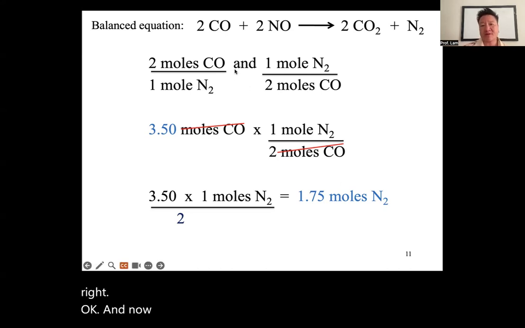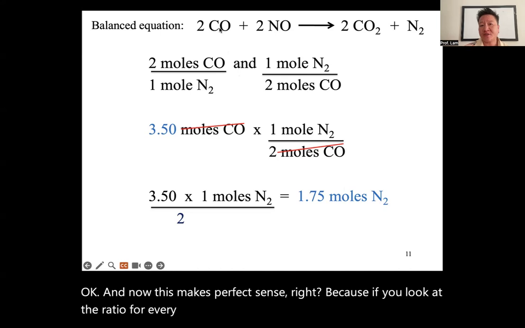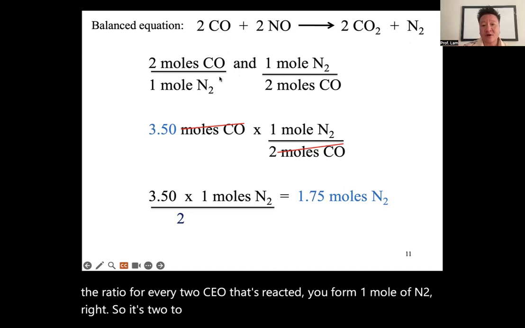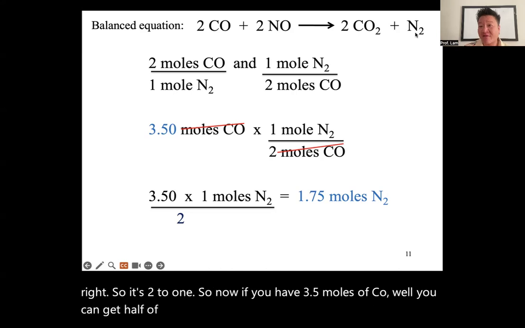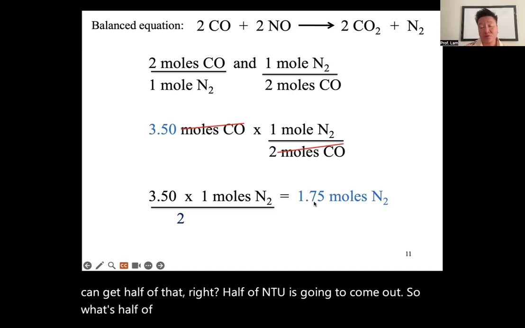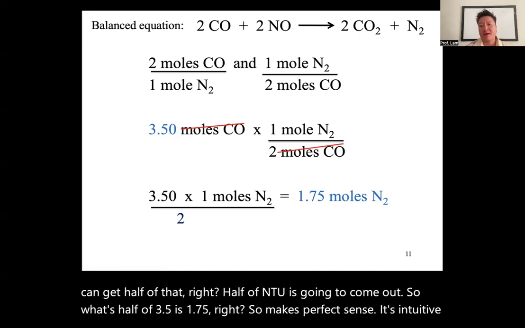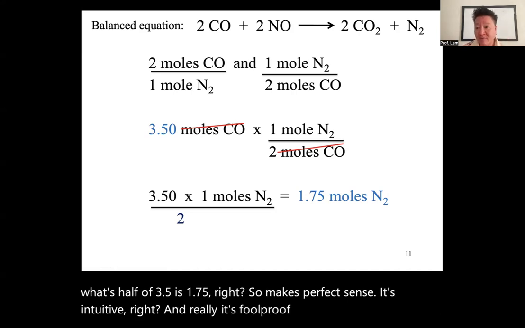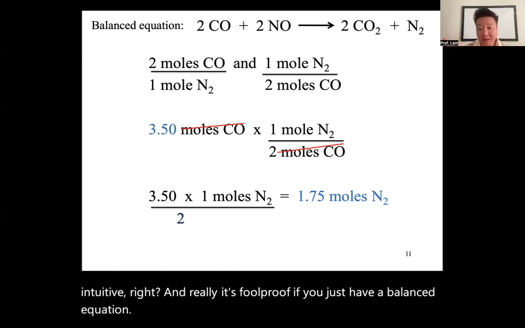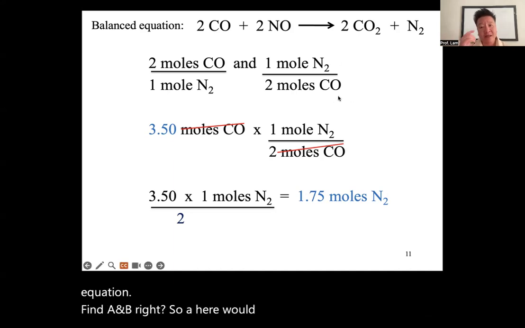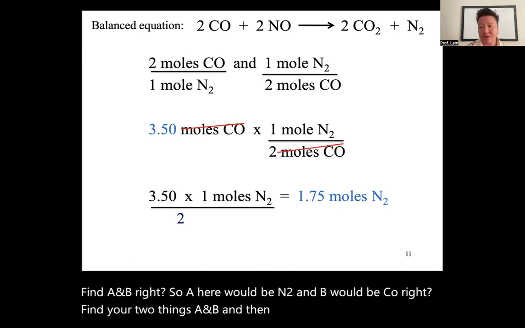Now this makes perfect sense, because if you look at the ratio, for every 2 CO that's reacted, you form 1 mole of N2. So it's 2 to 1. Now if you have 3.5 moles of CO, you're going to get half of that. Half of N2 is going to come out. So what's half of 3.5? It's 1.75. So it makes perfect sense. It's intuitive, and really, it's foolproof if you just have a balanced equation. Find A and B. So A here would be N2, and B would be CO. Find your 2 things, A and B, and then do the mole-to-mole ratio.